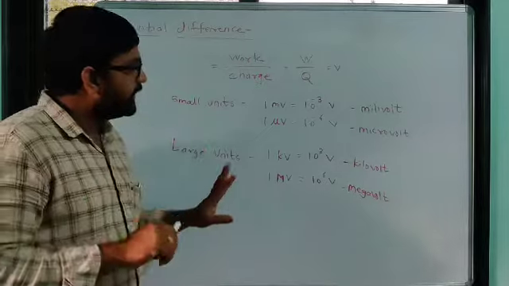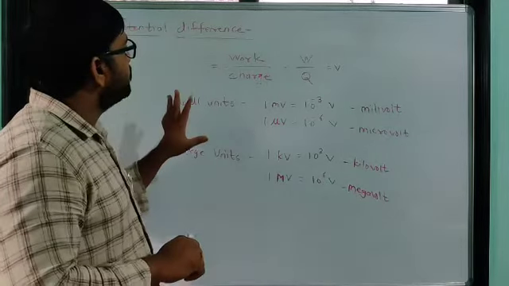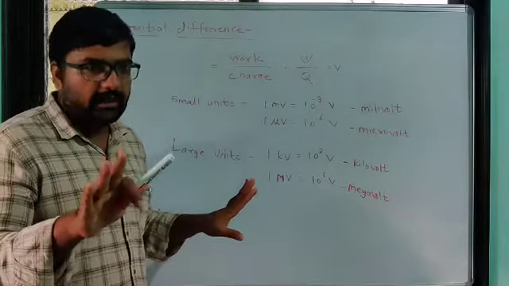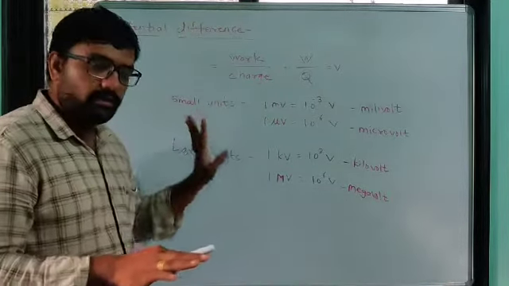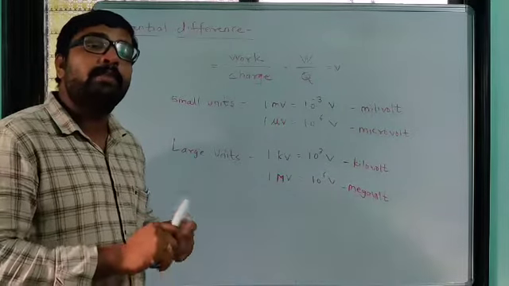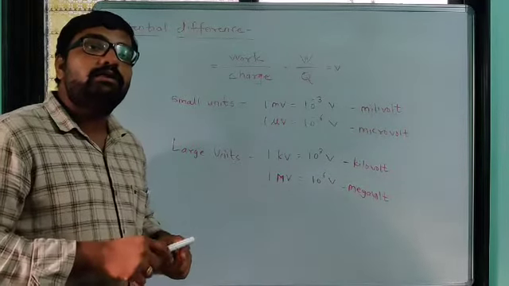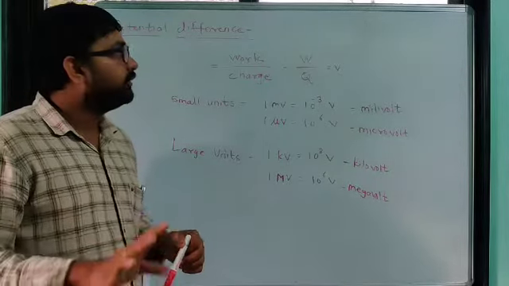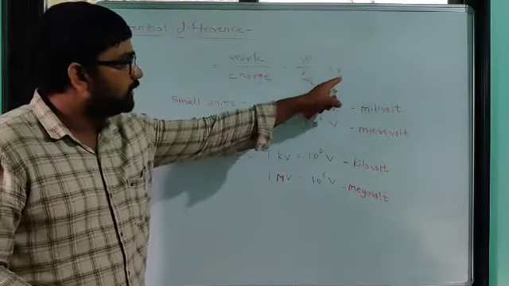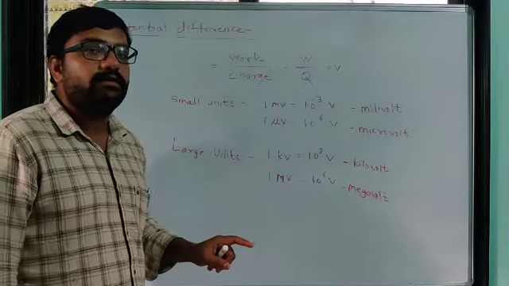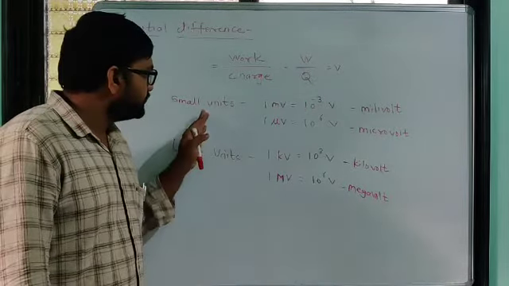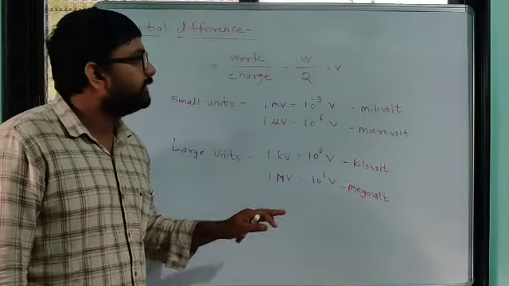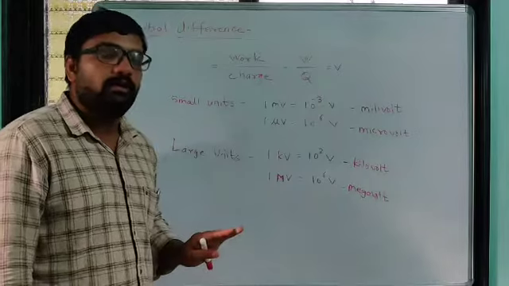So this potential difference is an important concept that you have to understand. You have to remember the definition of potential difference: it is the work done to carry a unit positive charge from one point to another point. That is simply called potential difference, and the unit of potential difference is the volt. These are the small and large units that we use to measure this potential difference, which is nothing but the voltage.